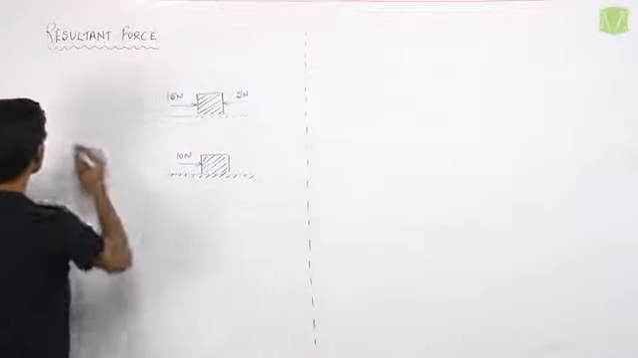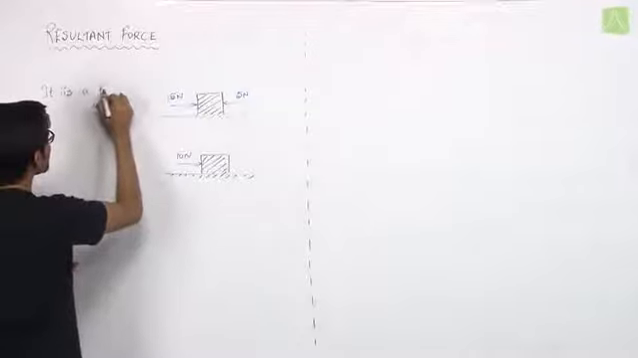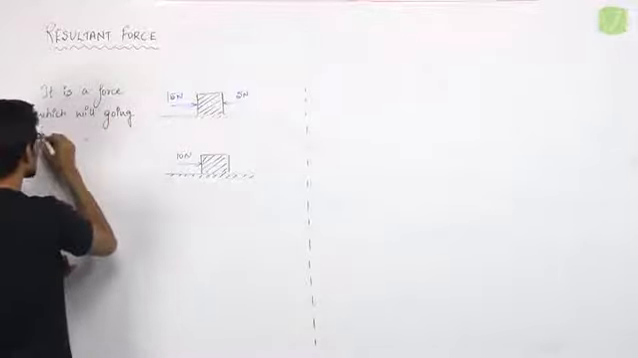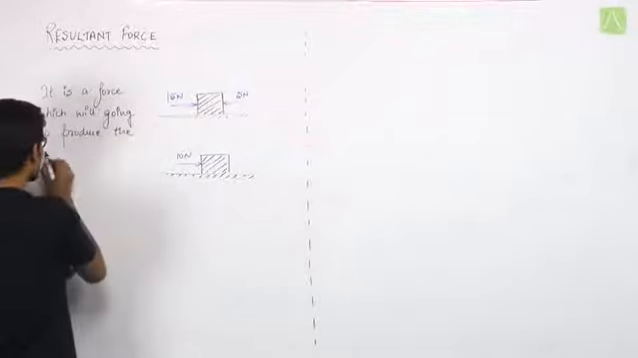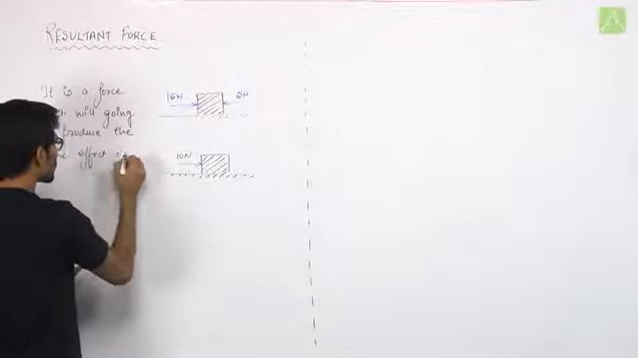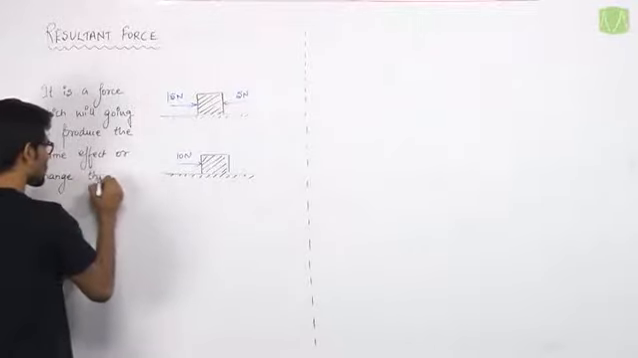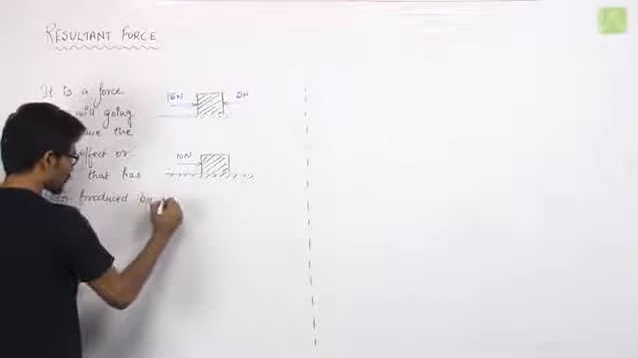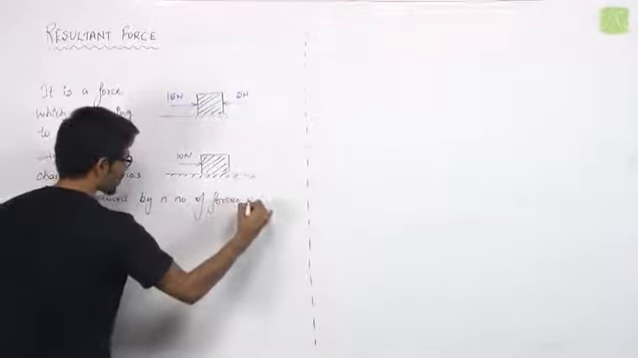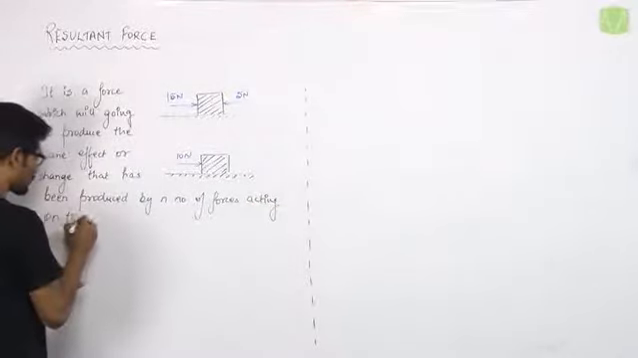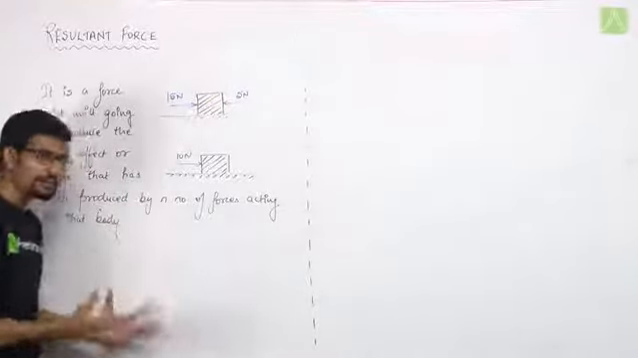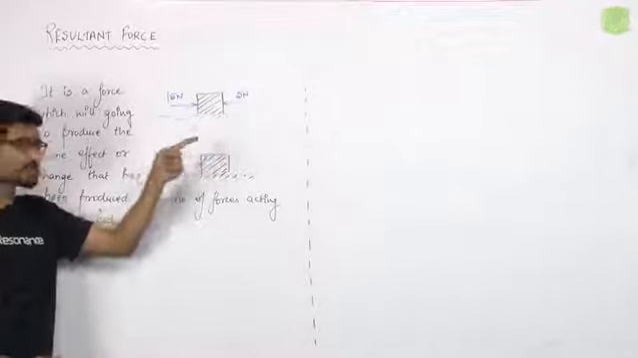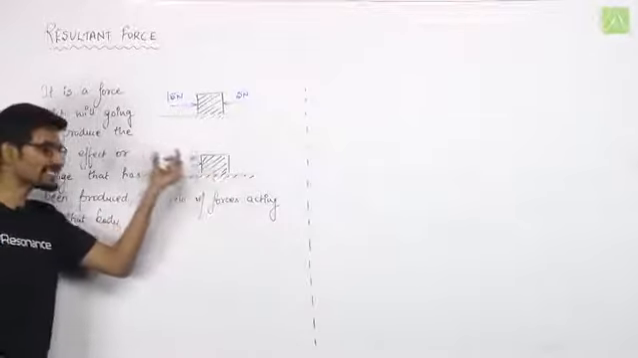Resultant force is a force which is going to produce the same effect or change that has been produced by n number of forces acting on that body. If n number of forces are acting on this body, then the effect that these n forces together are producing on this body, and if I replace all these forces with a single force and it is producing the same change or effect on this body, then that single force will be known as the resultant force.